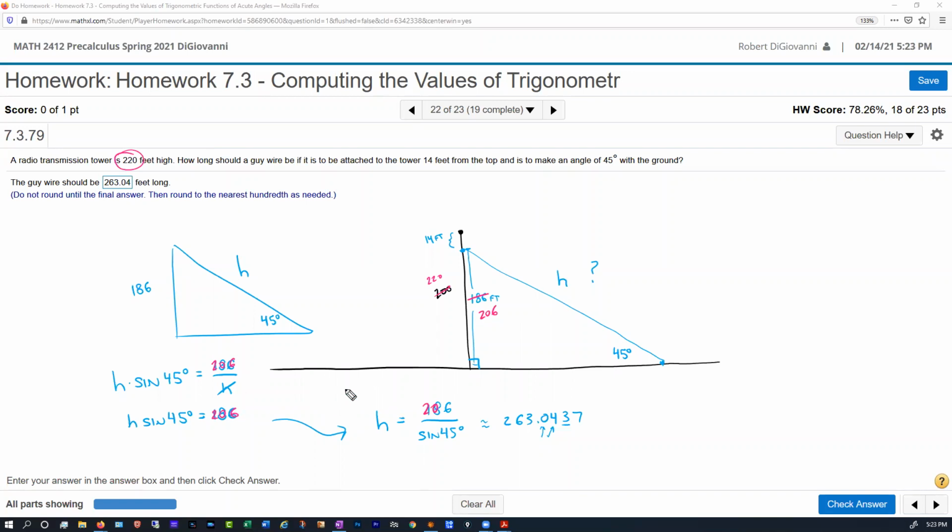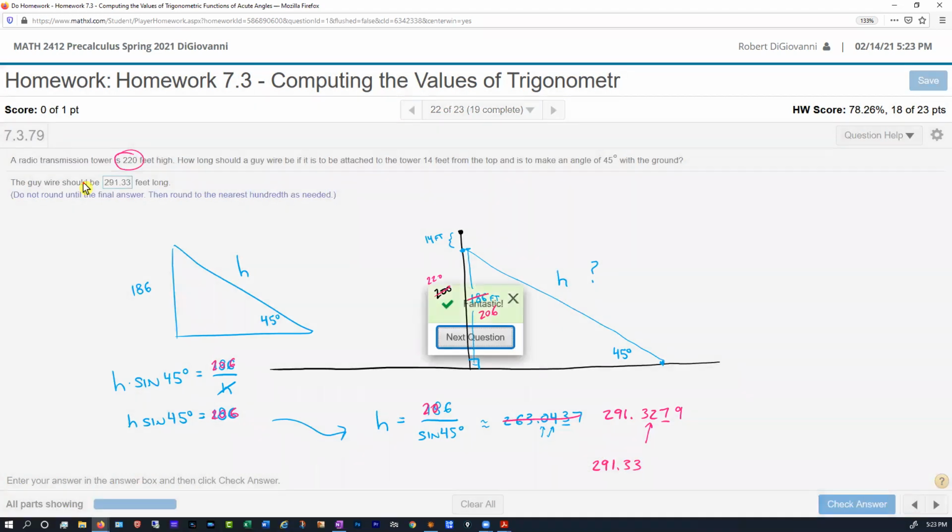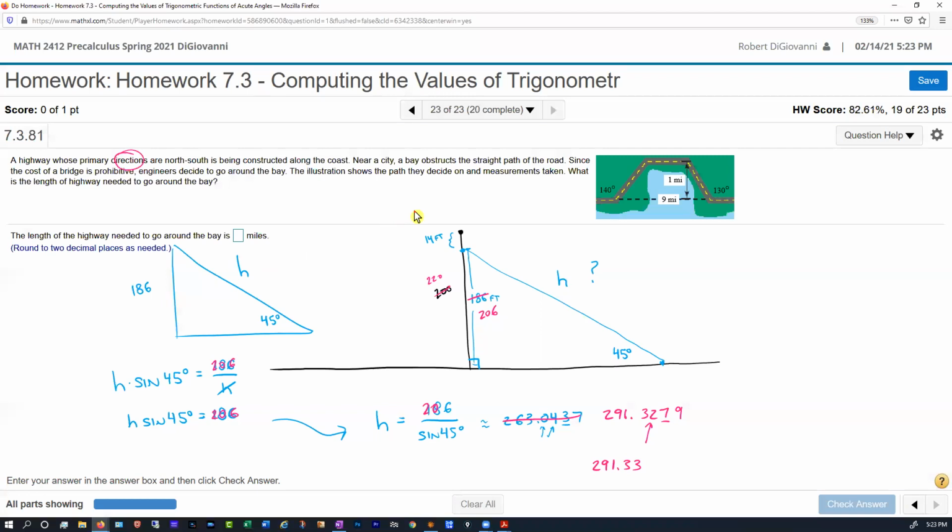All right. So I'm going to now do 206 divided by sine of 45 degrees. All right, so this should give us 291.3279. And now when we round to the nearest hundredth, we have a 7 here, so that is going to go up, 291.33. Okay, so all my work was correct if that would have been 200, but it wasn't. It's 220. So, you know, it happens. 291.33. There we go.